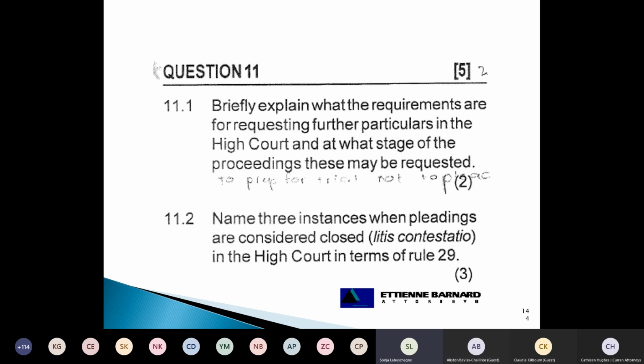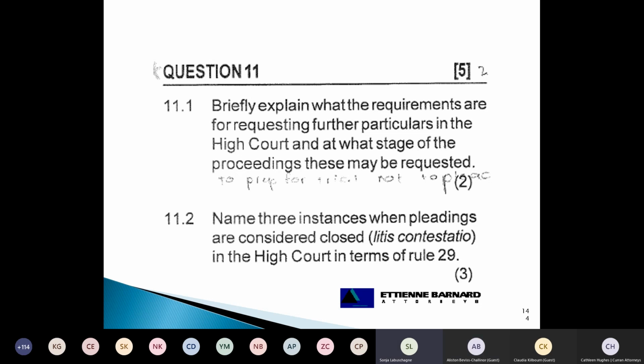All right. Name three instances when pleadings are considered closed in the High Court. See, that's an easy question. One is very easy. What happens if you can't agree? If the parties don't agree, what do you normally do?